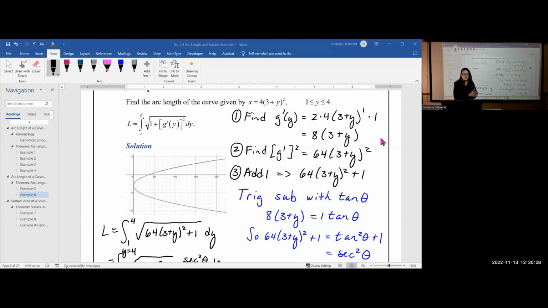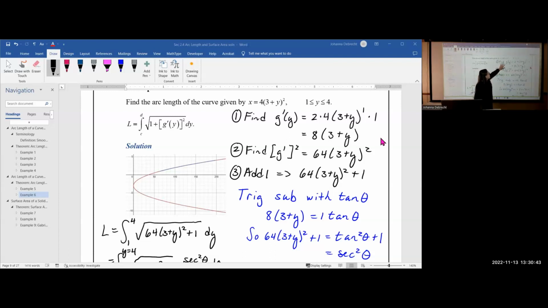This is another tricky one that you probably would never get on an exam because it involves trig substitution and, again, integration by parts with secant cubed, which we've already done. I won't make you go through that again. But we do have trig sub here.